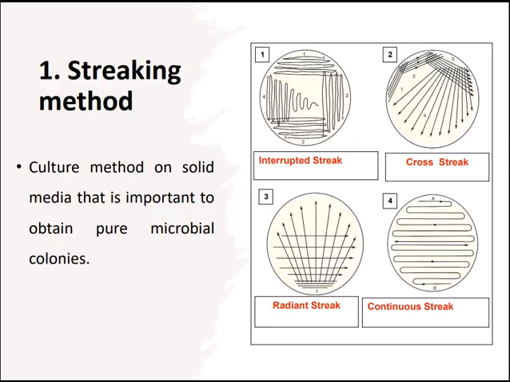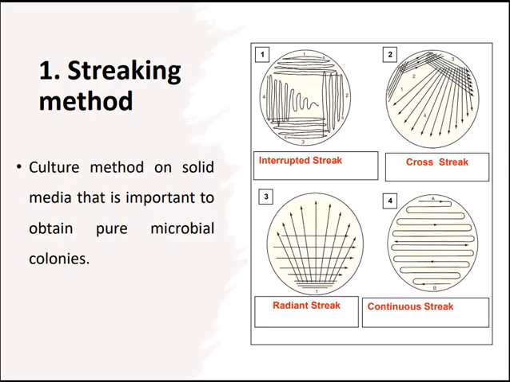The general idea of streaking: a small amount of bacterial sample is placed on an agar plate. The sample is spread in a specific pattern using a sterile loop. Each streak dilutes the bacteria more and more. By the last streak, individual bacteria are separated and grow into single colonies.